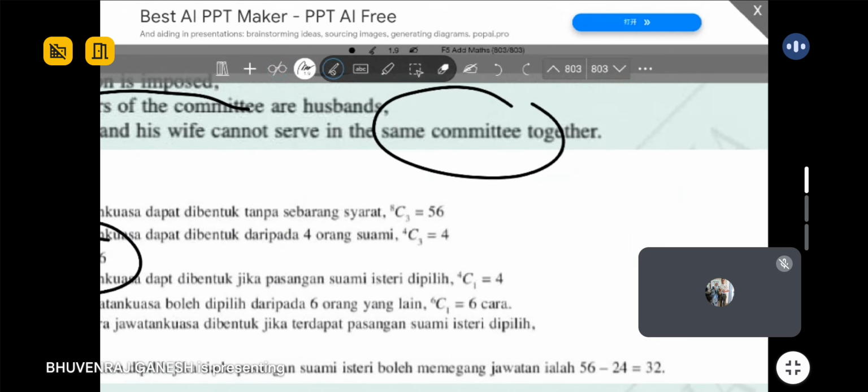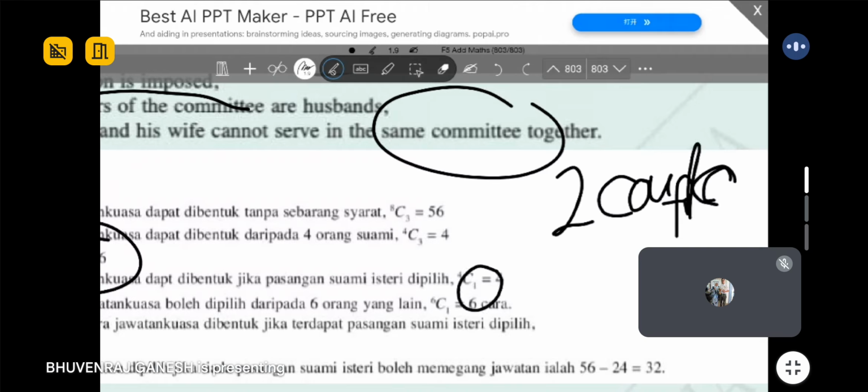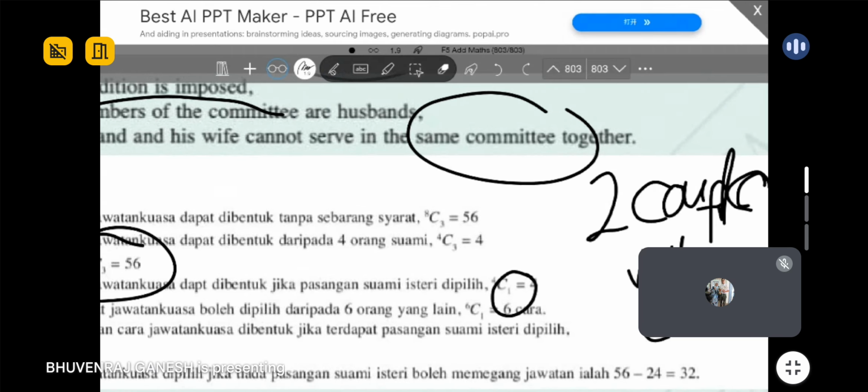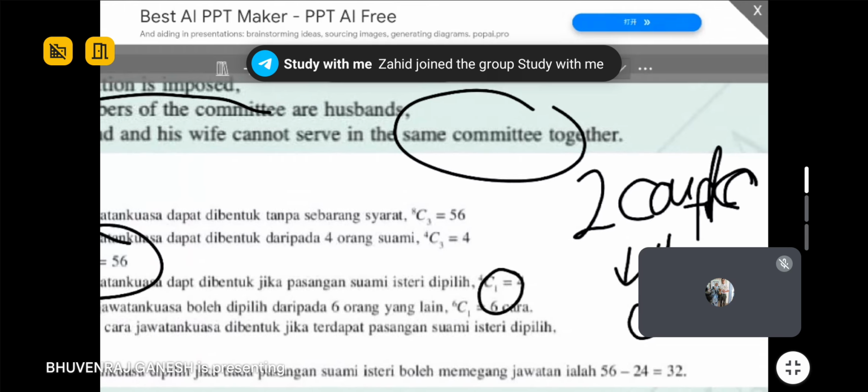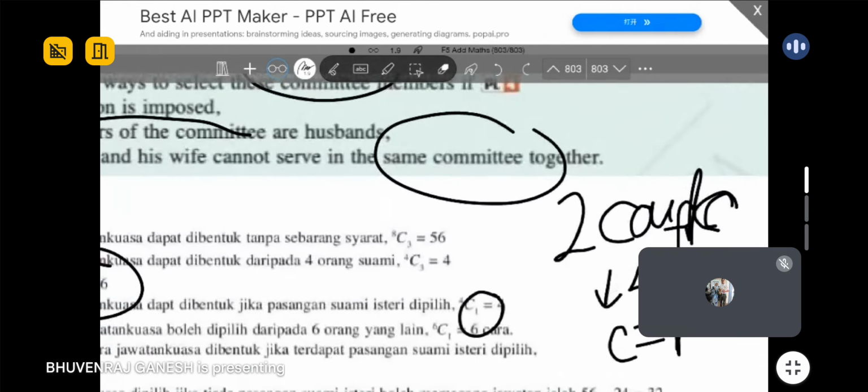Because they say husband and wife cannot serve in the same committee. So you can imagine as 2 couples. Let's say you got 2 couples, then you choose one. If you choose one person, means that the husband and wife are not together. Am I right, guys? Logic kan? 2 couples got 4 people, then you choose one, means that the husband and wife no more together. Same for the 6C1. 6C1 is 3 couples. You choose one, means that husband and wife also not together. Boleh faham, guys? Can you all understand this?